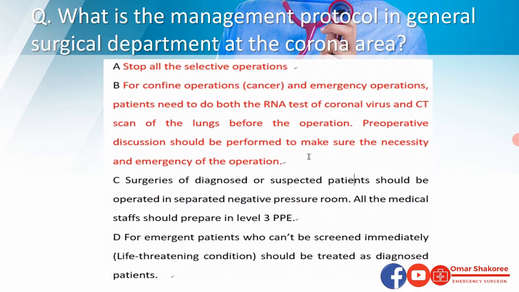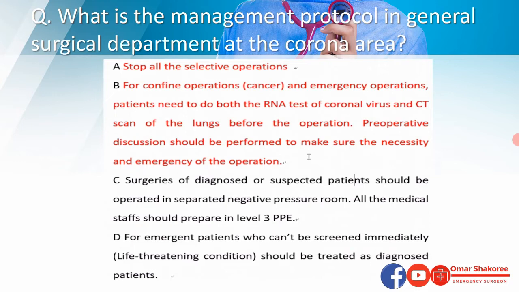We also asked them about the management protocol in the general surgical department in the corona area. Their answer was to stop all elective operations. For confined operations like cancer and emergency operations, patients need to do both the RNA test of coronavirus and a CT scan of the lung before the operation. A pre-operative discussion should be performed to make sure of the necessity and emergency of the operation.